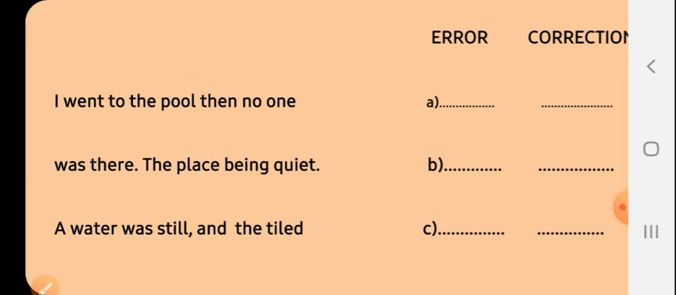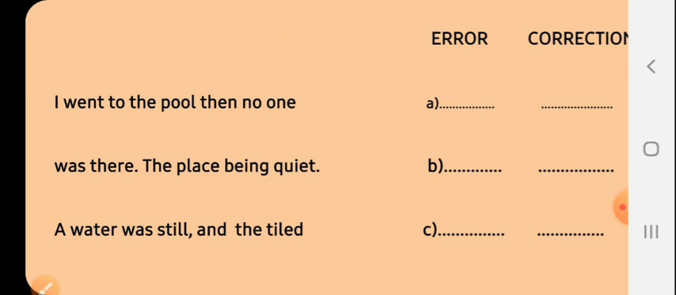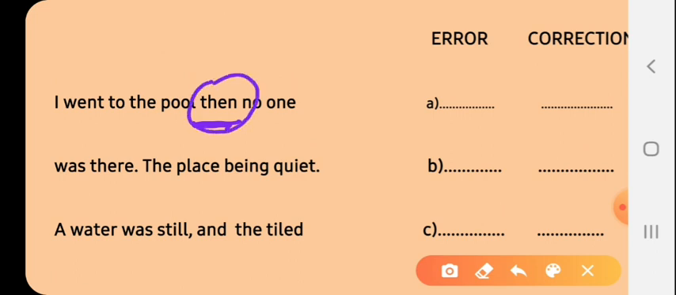I went to the pool, then no one. Then, not then. It should be something else. What will be the correction? I went to the pool. In place of then, it must be when. So what is the correct sentence? I went to the pool when no one was there.